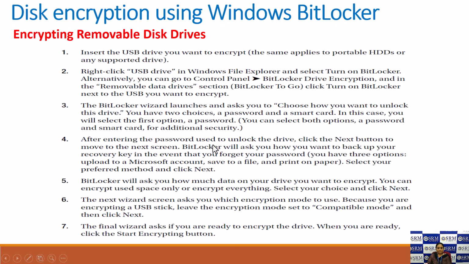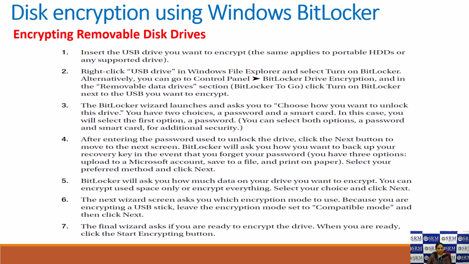The last is encrypting the removable disk drive. There are 7 steps. We very well know that we are doing this for a removable disk, that means a USB. So first we have to insert the USB which we want to encrypt. Then open Windows Explorer with the Windows E key, right click the USB drive and turn on BitLocker. The BitLocker wizard launches and asks us to choose how we want to unlock this drive. We have 2 choices: one is password based, another is smart card based.